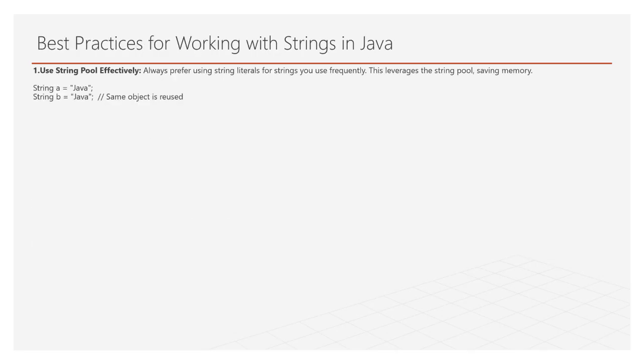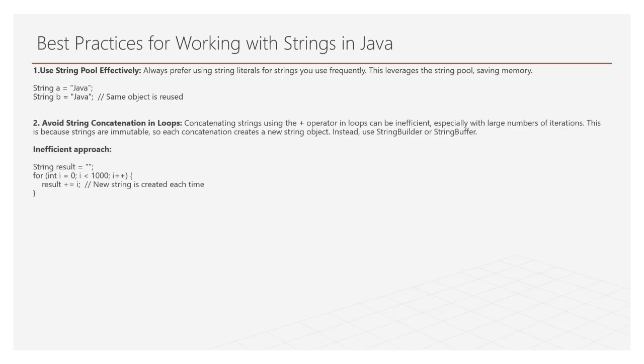Now let's look at the best practices when you're dealing with strings in Java. First of all, you have to use the string pool very efficiently. So always use string literals where your strings are being frequently accessed. This is going to take advantage of the string pool to save some memory. Let's say you have created A and then B with the same content, right? The same content is going to make use of the string pool.